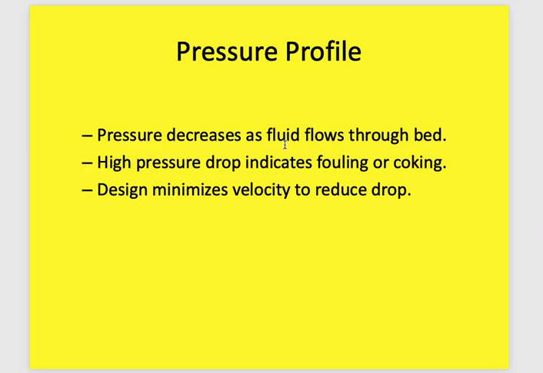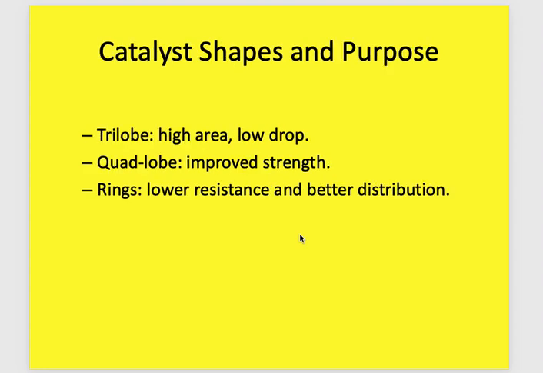But when you pass through the bed, there is a delta P. This delta P increases with time. When the catalyst gets old, this delta P will increase, and you may face a higher delta P than the design operating delta P for this reactor. Design should minimize the velocity to reduce the pressure drop. The catalyst shape also affects this, like tri-loop, which has high area and low pressure drop, or quad-loop, which improves the strength, or ring, even ring, lower resistance and better distribution.